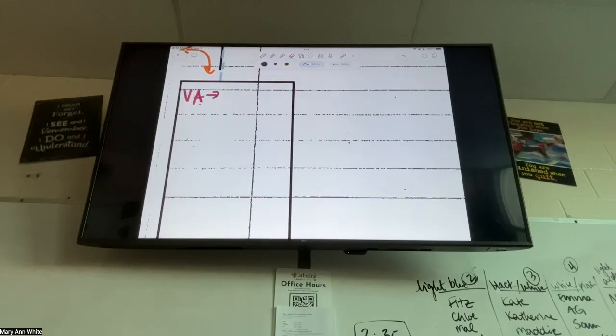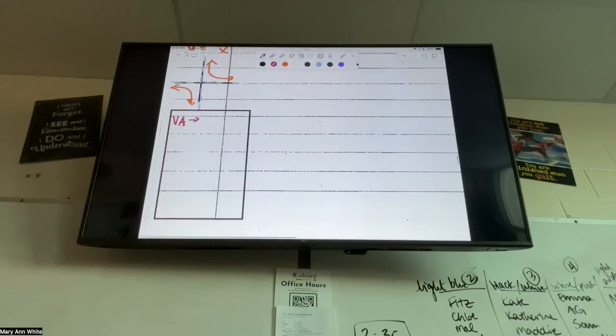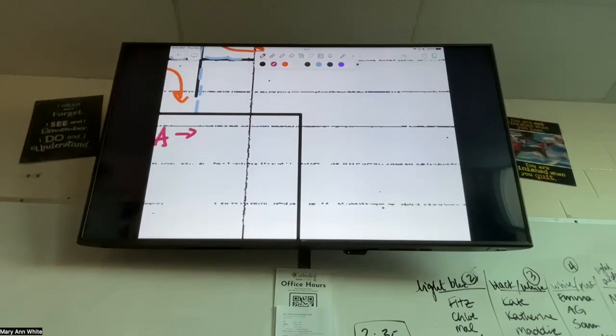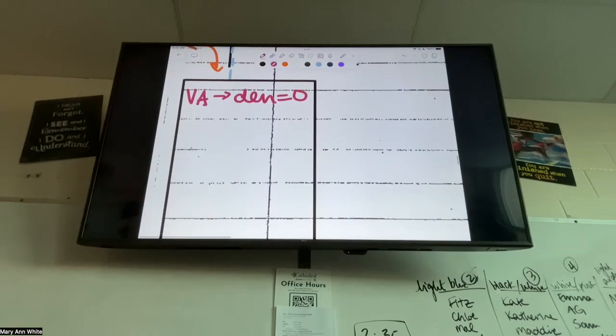Does anyone remember how we find the vertical asymptote of a function like this? The bottom is going to be set equal to 0. So we're going to set the denominator equal to 0.